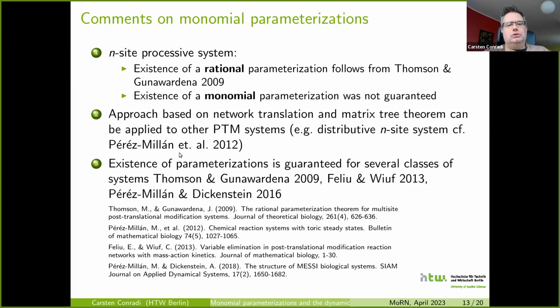And I'd like to conclude this part by stating that the existence of parameterizations, not necessarily monomial, is guaranteed for several classes of systems that have been described by Jeremy, by Alicia and Mercedes, or by Carsten and Elisenda. So there are various classes of systems where it's clear that parameterizations exist.